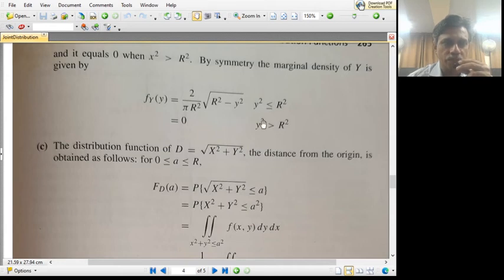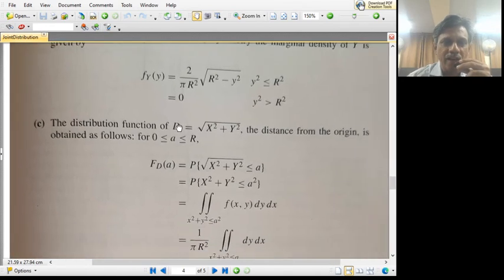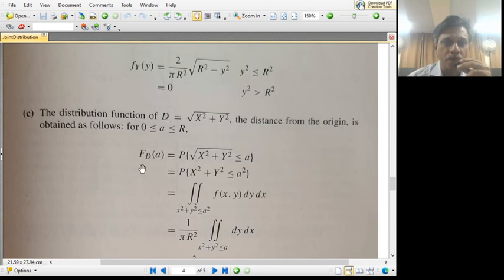and 0 elsewhere. Now we will go about defining the new random variable d. D is equal to root of x squared plus y squared, the distance from the origin. This is the new random variable, and if d takes a value a, then a has to lie between 0 to r, the maximum radius. So we will first find the CDF of the random variable d. D is defined as root of x squared plus y squared. The CDF of d at the value a is the probability that root of x squared plus y squared is less than or equal to a.